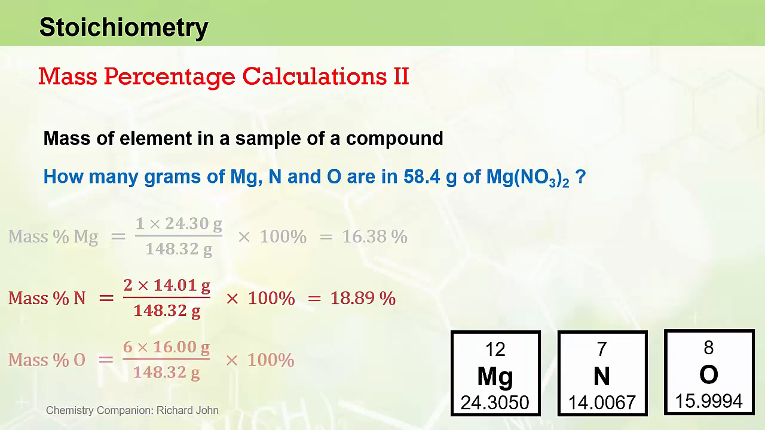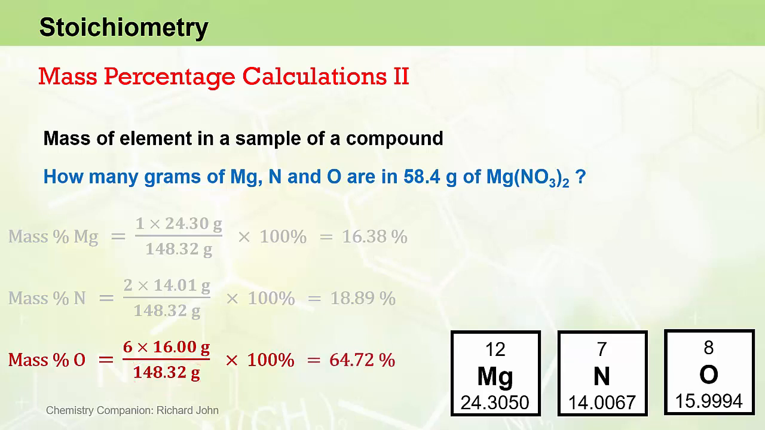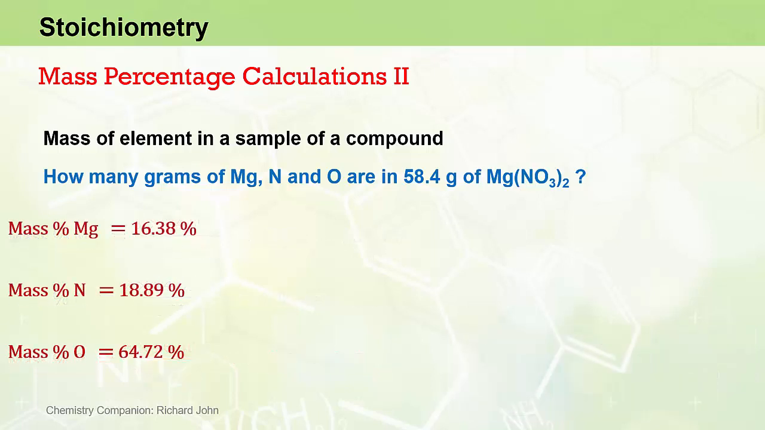Finally, the mass percentage for oxygen will be the contribution from oxygen, 6 times 16.00 grams, divided by the total mass of 1 mole of the entire compound, which is 148.32 grams, with the final calculated value being 64.72% for oxygen. So now we have our mass percent values for each element.